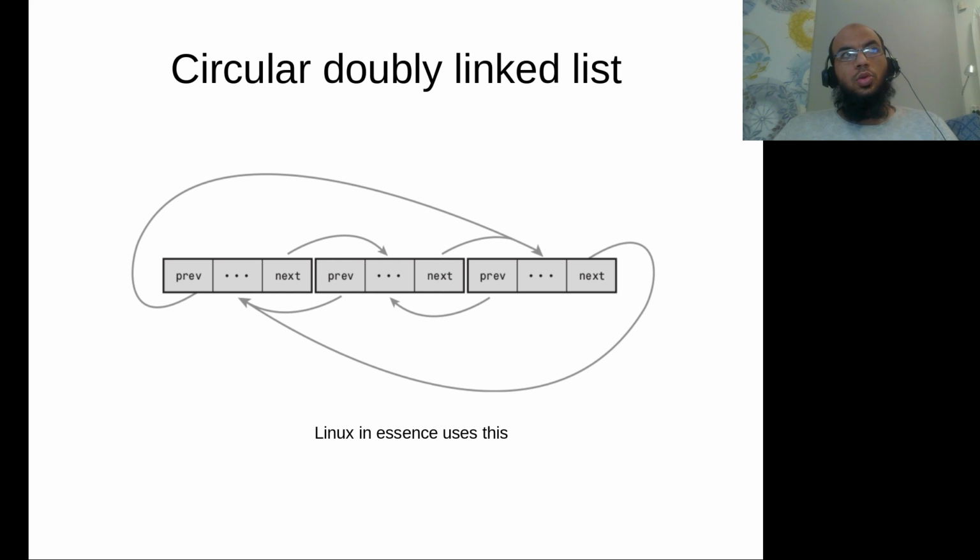So suppose this is node number 100, for example, and then you can go to node 1. But also you can go backward from node 1 to node 100. So it's circular basically. And this is the Linux implementation essence. I mean, we want a doubly circular linked list.